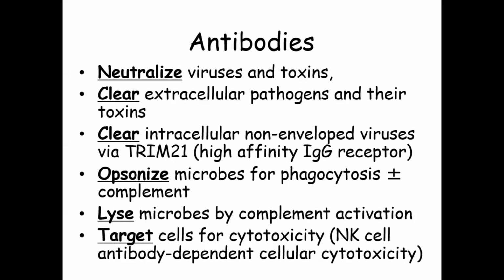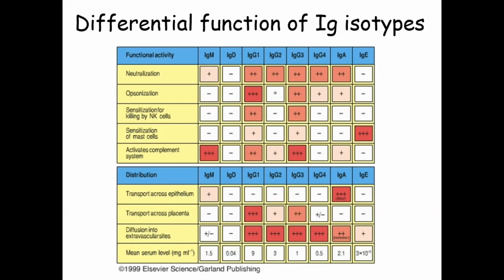So antibodies can neutralize viruses, they can clear extracellular pathogens and their toxins, and they can clear intracellular viruses with a high affinity intracellular receptor for IgG, so this is only an IgG function. They can help phagocytes take up pathogens with or without complement. They can lyse microbes by complement activation. And they can target cells so that natural killer cells can then kill those cells in a process called antibody-dependent cellular cytotoxicity.